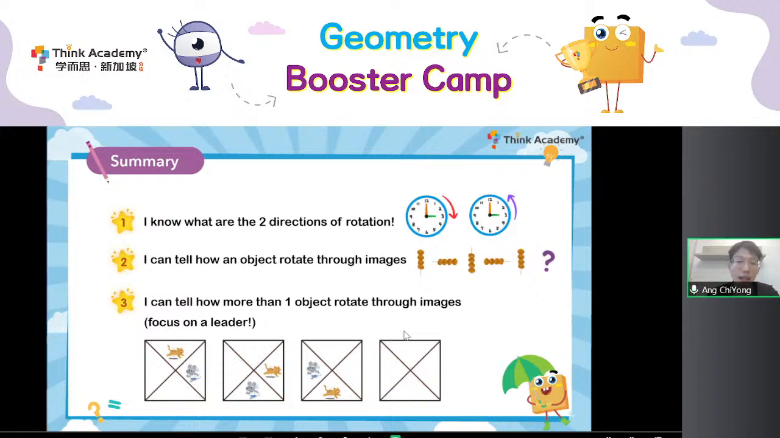And second part, I also can tell how an object can rotate through images like this. Okay, from left to right, you just look at the image, then you can see, ooh, it's moving in the clockwise direction. Wow. The paper isn't even moving, but you can tell where it is spinning, right? Okay, that's an impressive skill. And then lastly, you can tell how more than one object rotates through images, okay? And we learn how to do that by focusing on one animal, right? Or one object. We focus on the leader. Yeah, and then that will be all.